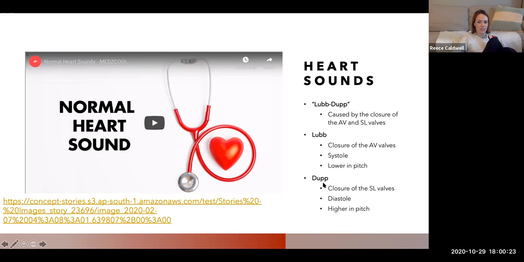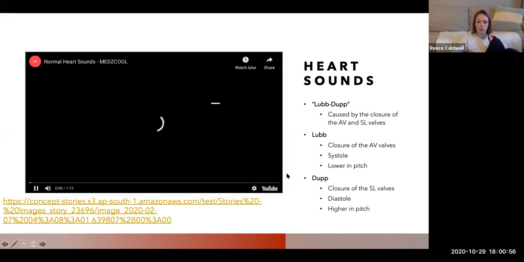Most people say lub-dub. In our book, it says dup. So I put dup in, but I hate saying dup. I like the lub-dub with the B's. So whenever those AV valves close, the tricuspid and the mitral, that's the lub. And when the SL valves close, the pulmonary semilunar valve and the aortic semilunar valve, that's the dub. The lub is a lot lower in pitch because that's when we're dealing with the atrial contractions. And then the dub is a lot higher in pitch because that's when we're dealing more with the ventricles. So we'll watch this little video real quick.